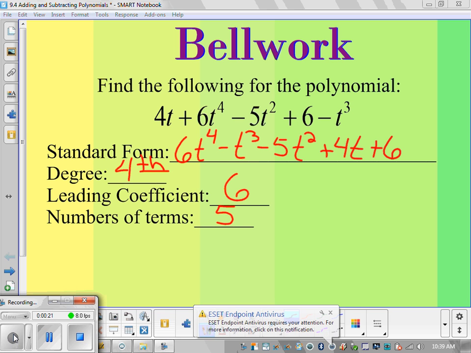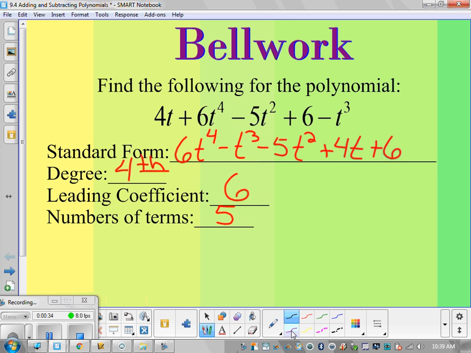So when you look at these answers, how did you do? Did you put the term with the highest exponent first? And then as you go, are the exponents decreasing in order? You'll notice the exponents go down 4, 3, 2, and then 1. So we are now in standard form.